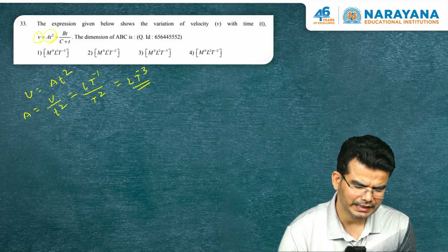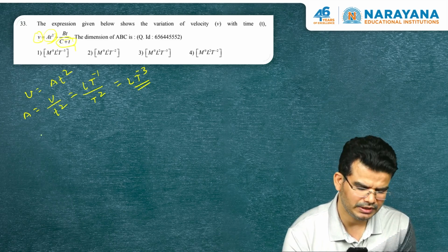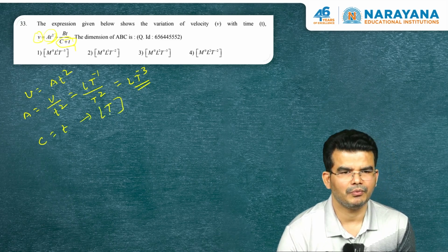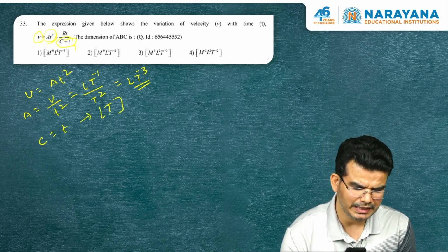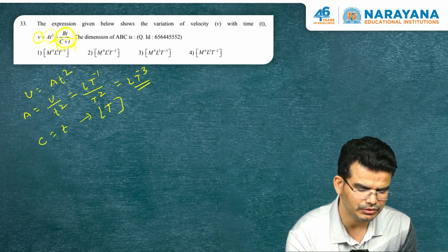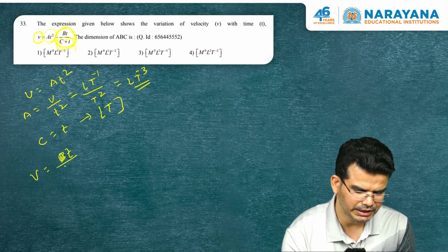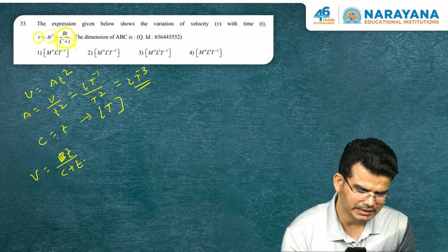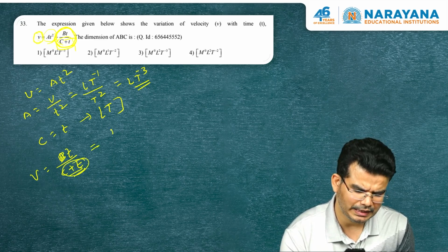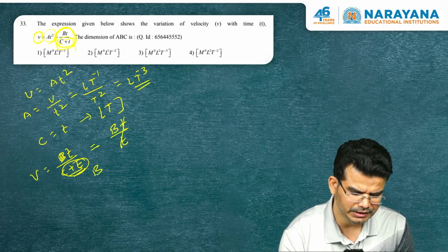Now, what can we say about c? Dimensionally c and t should be the same, because c is added to t. So, dimensionally c is equal to T. Now, what can I say dimensionally? B t upon c plus t is also equal to v. But c plus t is dimensionally T only. So, dimensionally this is b t upon T. So, T gets cancelled, and dimensionally b is actually v.